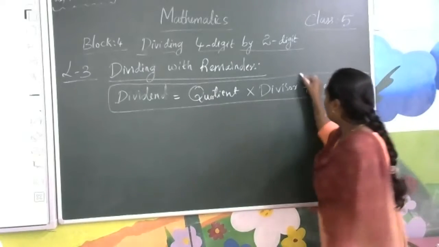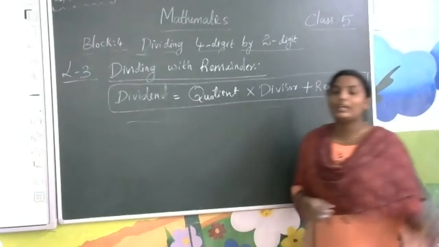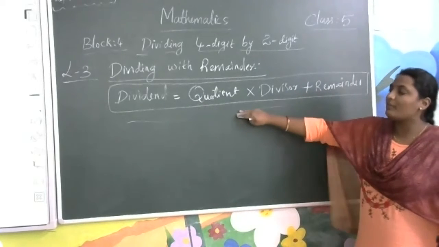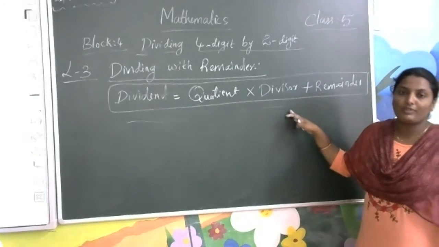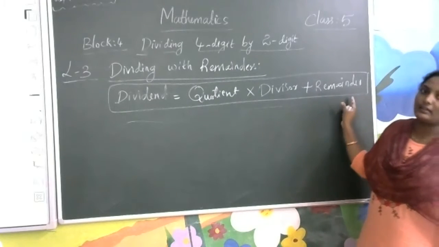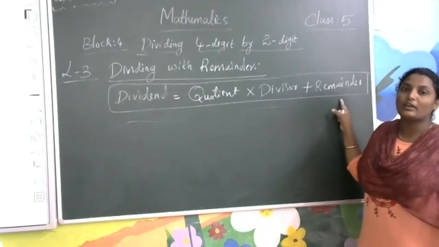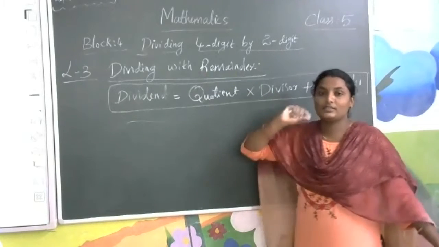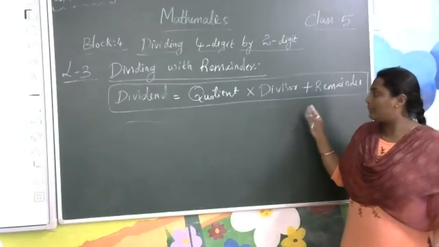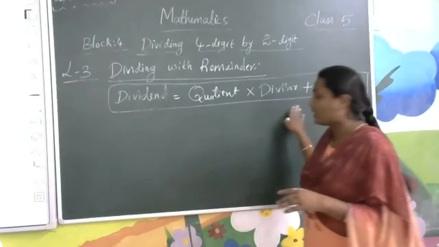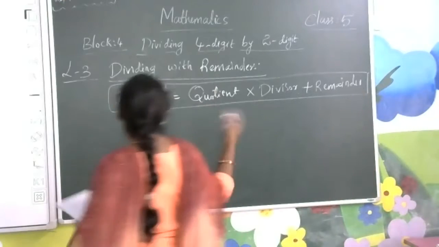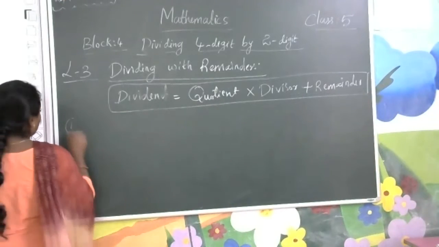Already we learned this way. Today what we add additionally is the remainder; we have to add the remainder also here, when we have remainders like 1, 2, 3. So this formula we should keep in mind for verifying the answer, and the remainder means at least one. Let us look at an example.